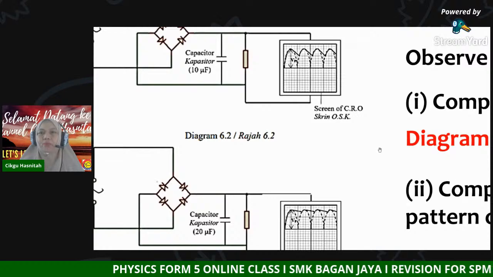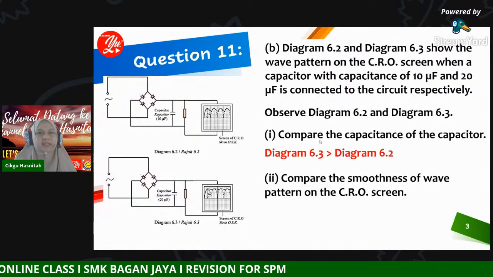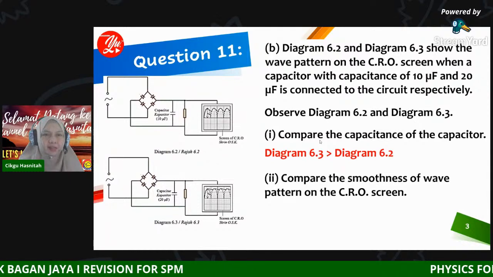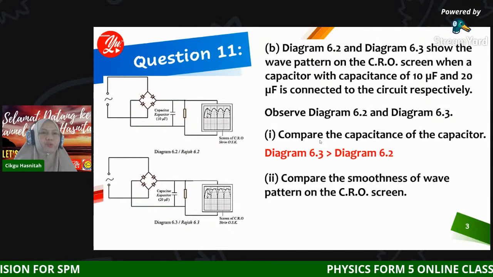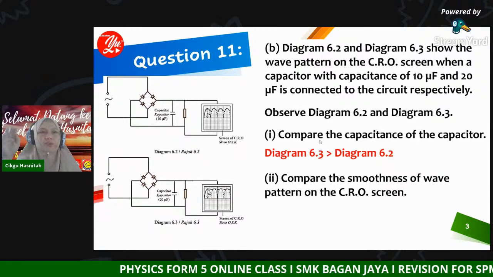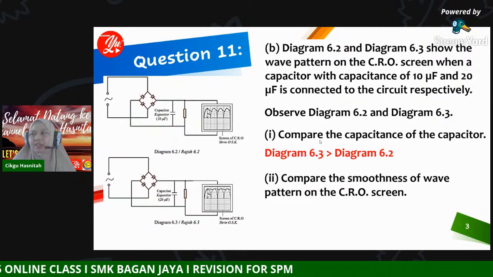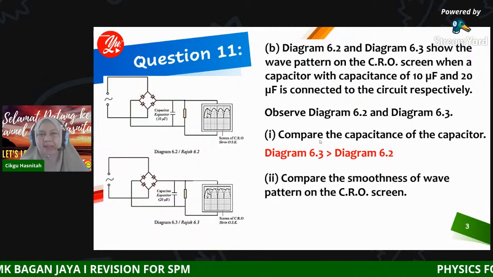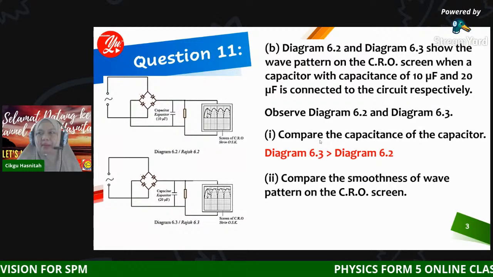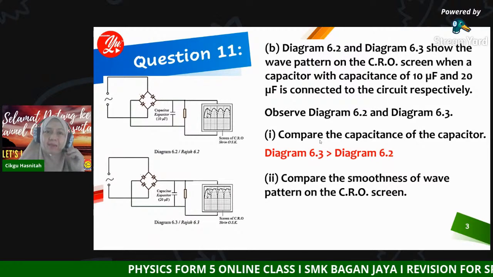So how can we compare the smoothness? Which one has a greater smoothness? Which one has a lower smoothness? Which wave is more smooth? Which wave is less smooth? Which one is smoother, the wave pattern 6.2 or 6.3, or are they the same?